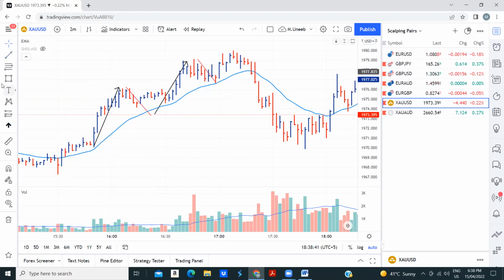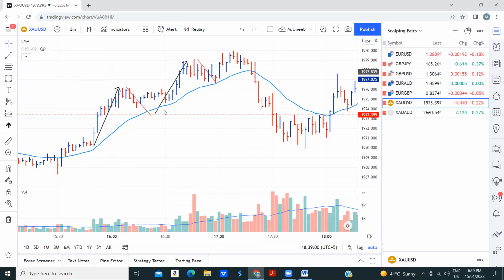Now you can see the length of the impulse wave is greater: 198. This one, 116. This one, 190 points. This one, you can see 89 points. So the impulse wave has a greater length than this one. Do you understand? Okay, a very simple one.